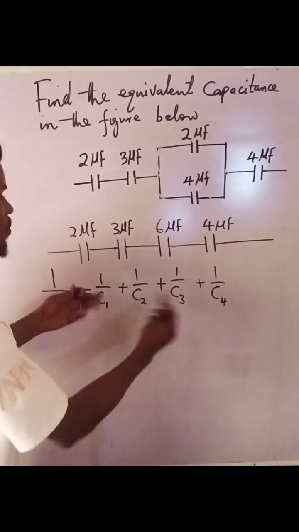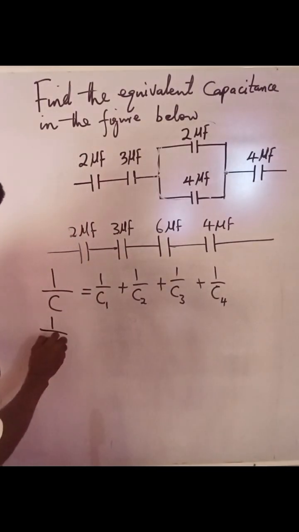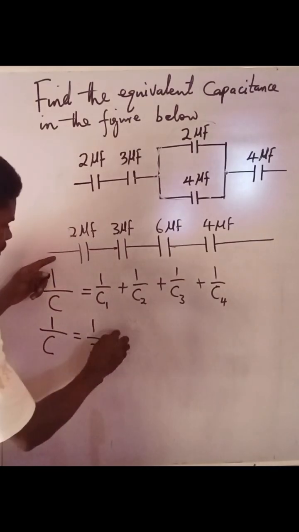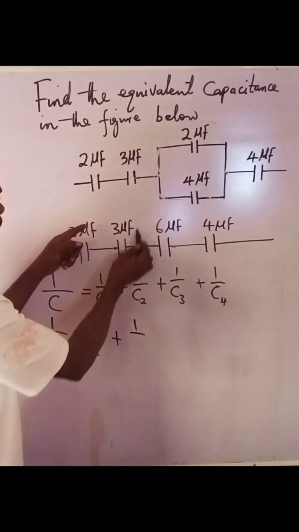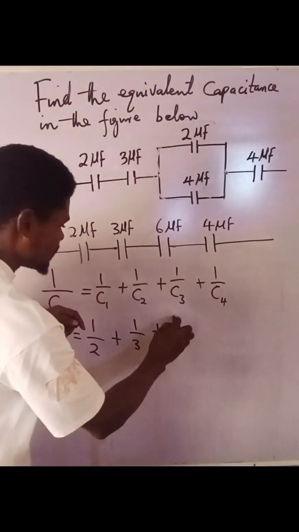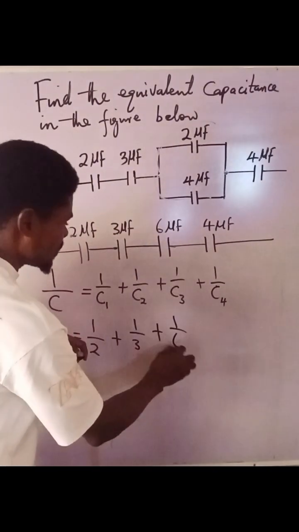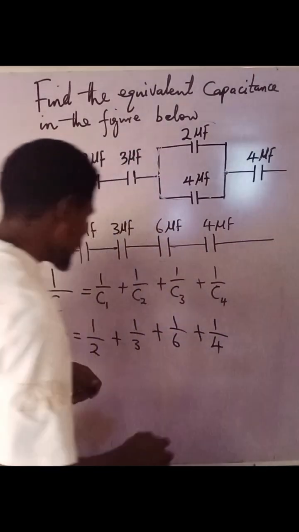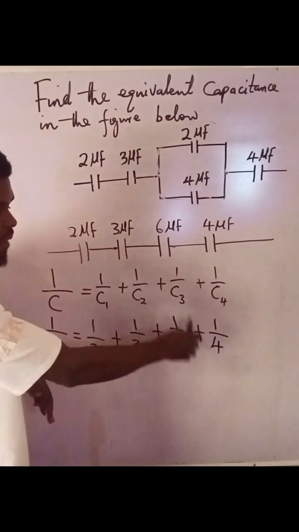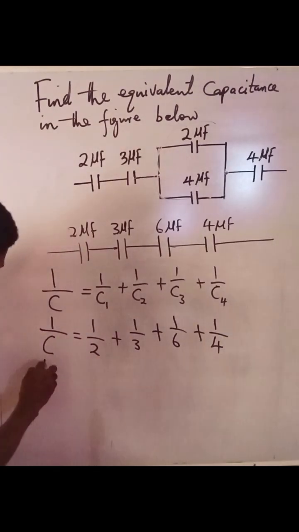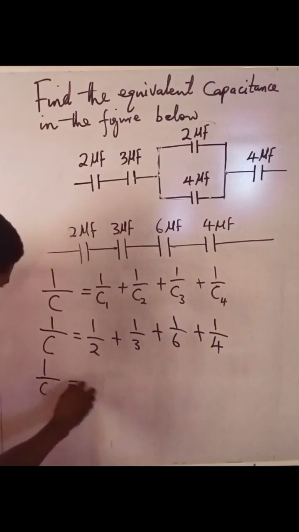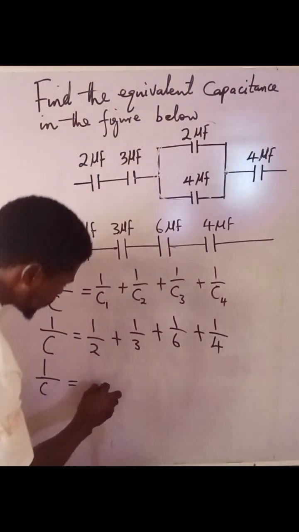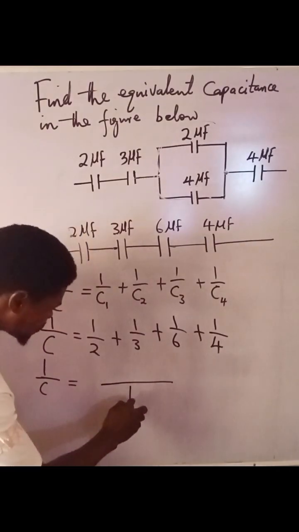Okay, so we now substitute accordingly. 1 over C is equal to 1 over 2, the first one here. Then the second one here is 3. Then the third one is 6. Then the fourth one is 4. So all we need to do now is the remaining mathematics. All we need to do is find the LCM of 2, 3, 6, and 4. The LCM, of course, is 12.